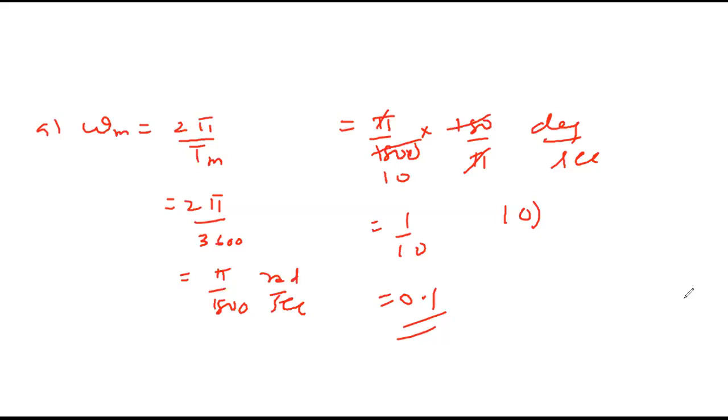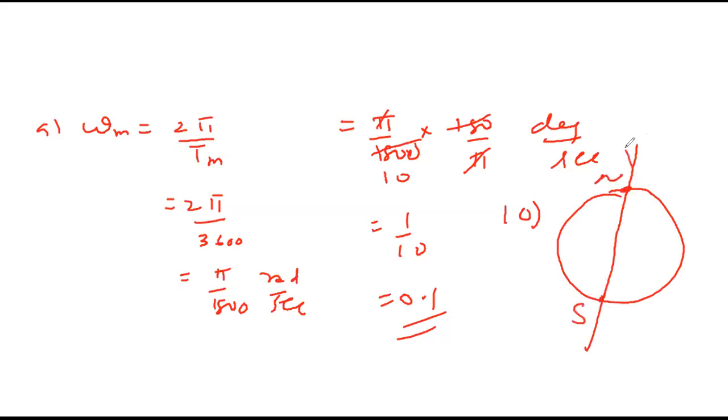Done, sir. Linear velocity at the North Pole. See, the pole will always lie on the axis of rotation. So if a point is on the axis of rotation, that means its r from the axis of rotation is 0. If r is 0, then v is 0. V is r omega, r is 0, so v is 0.